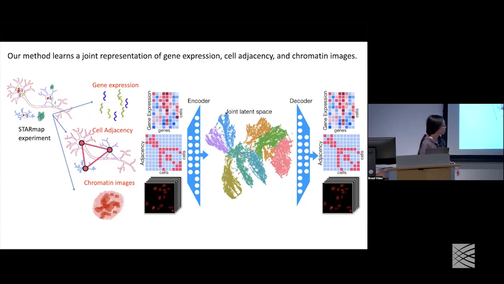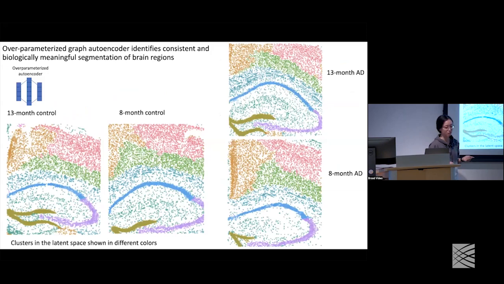And the plot here is the joint latent space. It's a UMAP of this integration of all three modalities, and we can then take this clustering in the joint latent space and see how these different clusters are located in space. So the first thing we can see here is that each cluster is very consistent across different mice.